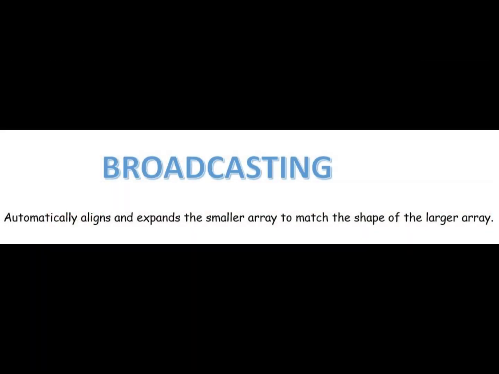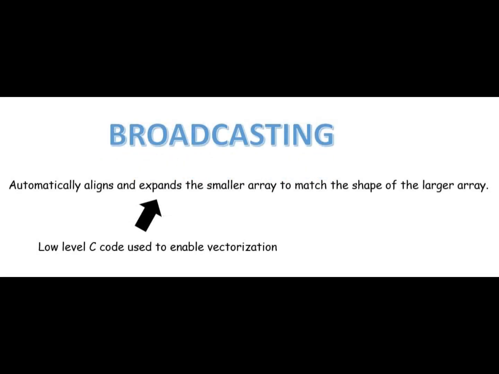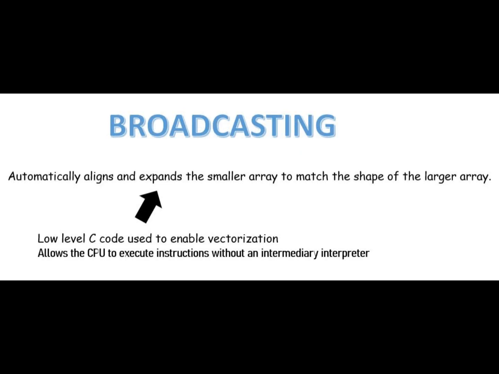As I said earlier, instead of requiring explicit element-wise looping in Python code that makes the process time-consuming, it automatically aligns and expands a smaller array to match the shape of the larger array. Then low-level C code is used to enable vectorization. C is a compiled language that translates directly into machine code. This allows the CPU to execute instructions without an intermediary interpreter.